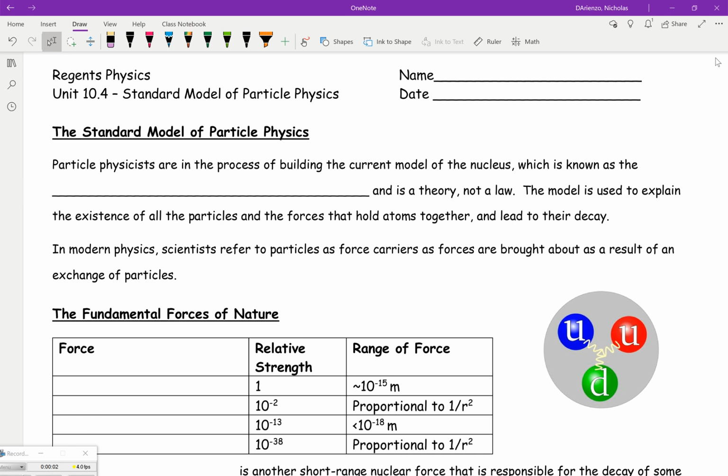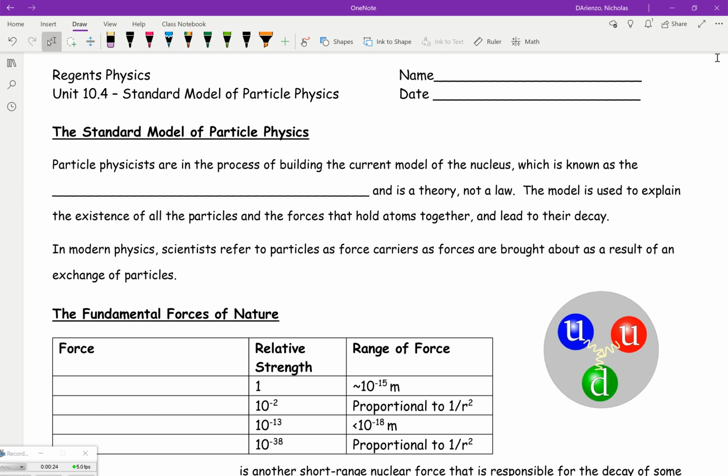Welcome everyone to our last lesson in our course of study on Regents physics. Today's lesson is going to be on the standard model of particle physics, our last lesson in our unit on modern physics, which has kind of been a little bit of a different taste of science compared to what we've done throughout the other part of the year.